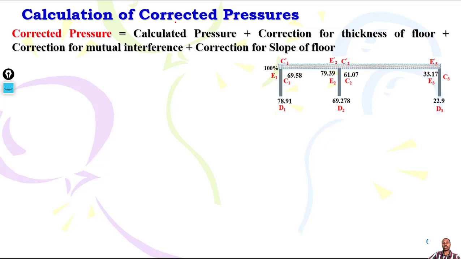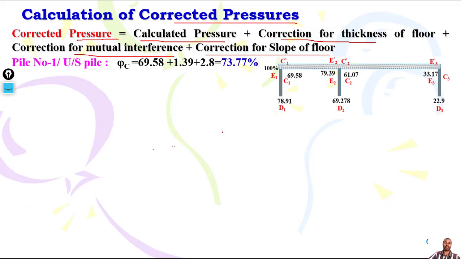So calculation of corrected pressures now. Corrected pressure will be the calculated pressure, which is uncorrected, from chart or from empirical, which we have calculated, and correction for thickness of floor, and correction for mutual interference, and correction for slope of floor. So this is just a correction. Total correction will be computed. So you have E1, C1, D1, etc. These are uncorrected pressures.